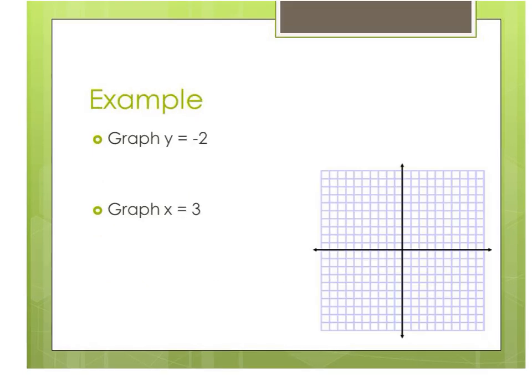Alright, so to graph horizontal and vertical lines, you really don't need to plot any points. If you realize the graph y equals negative 2, every y is negative 2. So where do I find all the y's negative 2? Right there, every single y is negative 2. So that is my line. And x equals 3, where the x is all 3. Right there, every single x is 3.